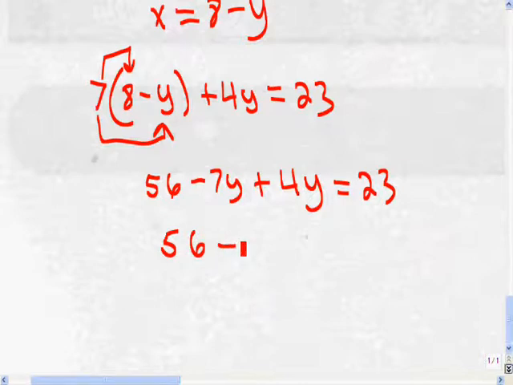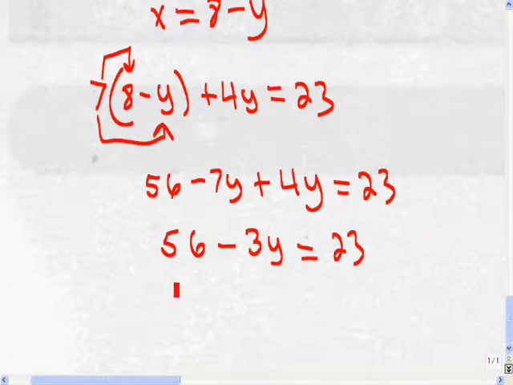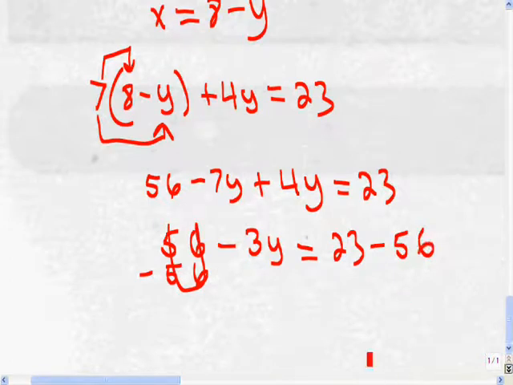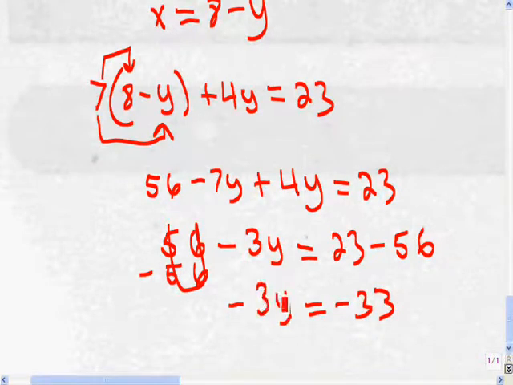56 minus, and I'm going to subtract because the signs are different. So 7 minus 4 is 3y. And now I'm going to move equals 23. Now I'm going to get rid of this 56 because remember, I want to isolate y. I want to get y by itself. So I'm going to subtract 56. That equals a negative 33. So negative 3y equals a negative 33.